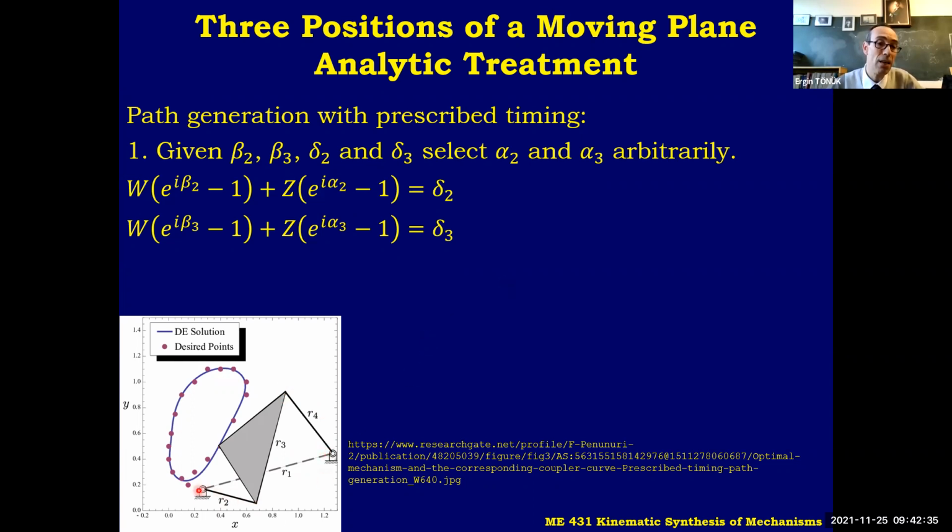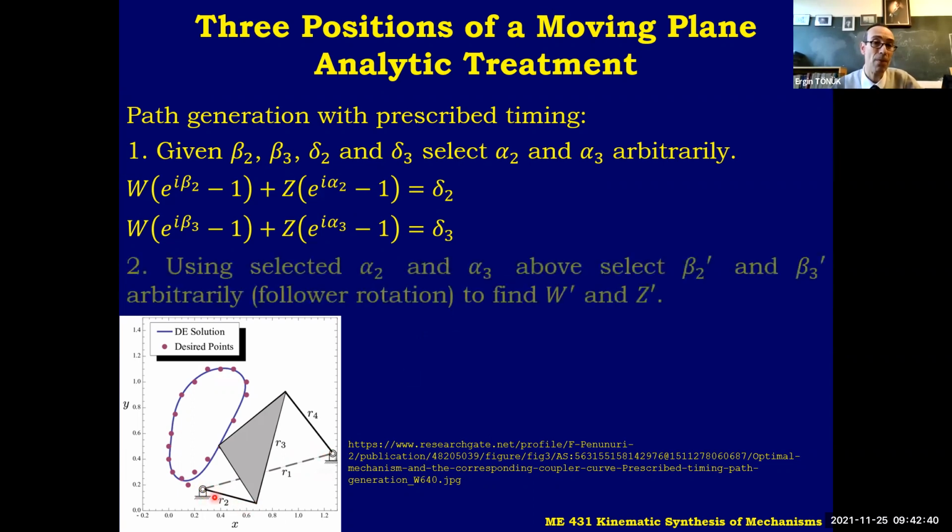But once I find or select one of those sets, then actually I decide what the rotation is. So by using the same alphas, I can select another arbitrary set of betas, which correspond to the swing of this link. This time it's arbitrary, follower rotation. I can find W prime and Z prime to form the 4-bar. Okay. Is this clear? This is a bit tricky.